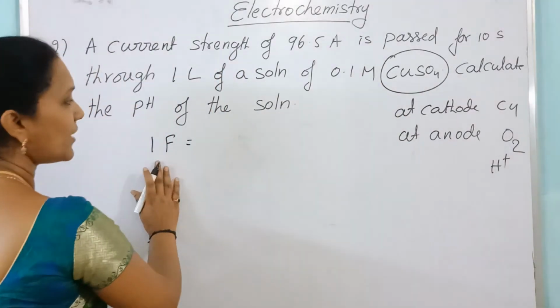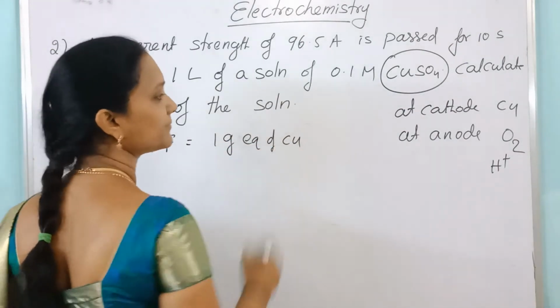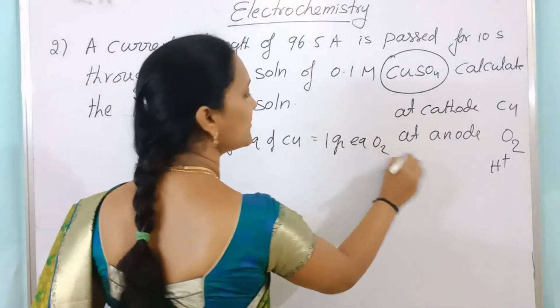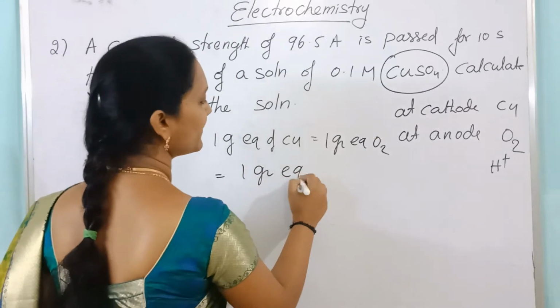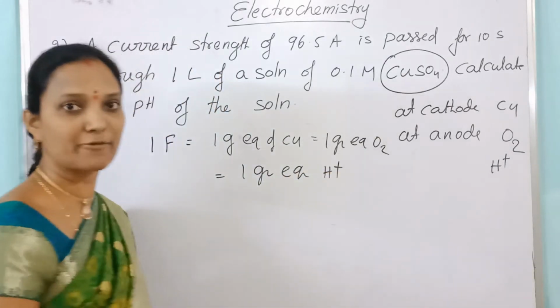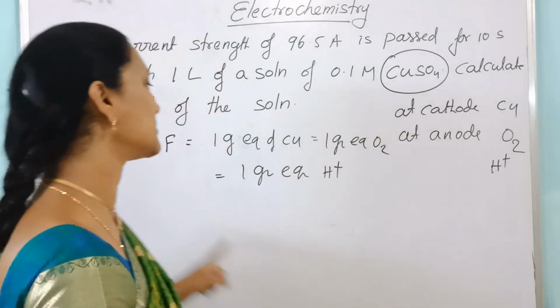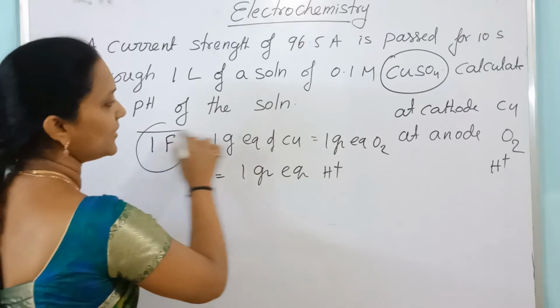Okay. Now 1 Faraday gives 1 gram equivalent of copper. Yes or no? It gives 1 gram equivalent of oxygen. And it gives 1 gram equivalent of H plus, because H plus is left. So 1 gram equivalent of copper, 1 gram equivalent of oxygen, 1 gram equivalent of H plus. So here this is the 1 Faraday relation.